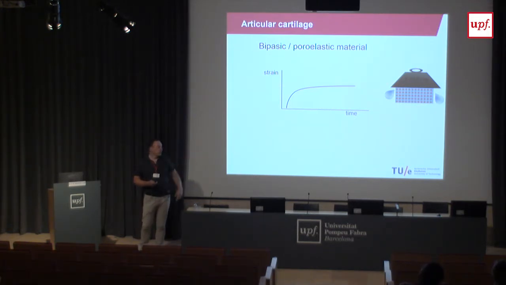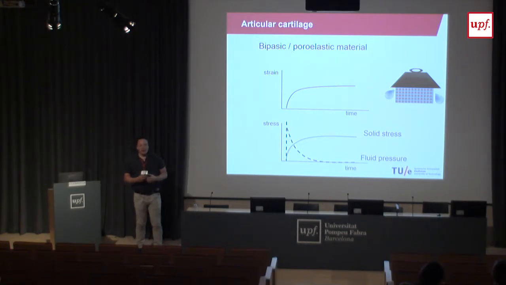But what happens inside is that initially, when you put the weight on, there's a lot of water inside and that water is pressurized. Because the water is pressurized internally and not externally, there's of course a gradient in the pressure and the fluid will move out. That's what happens. And slowly over time, when more fluid is flowing out, the tissue is compressed, the solid is deformed and the solid takes over. So now the solid stress has increased in the tissue. And this is what we would call biphasic mechanics.